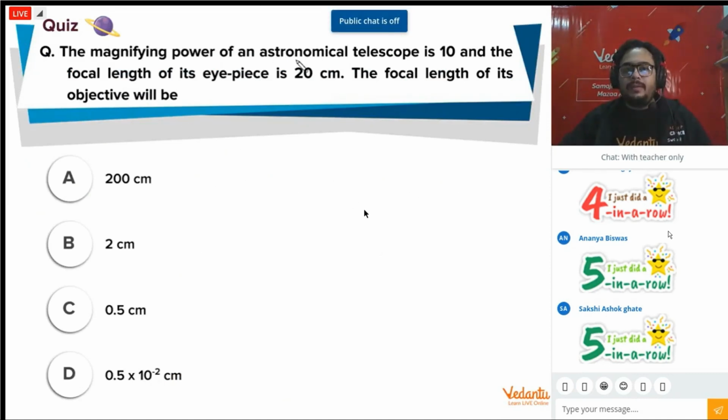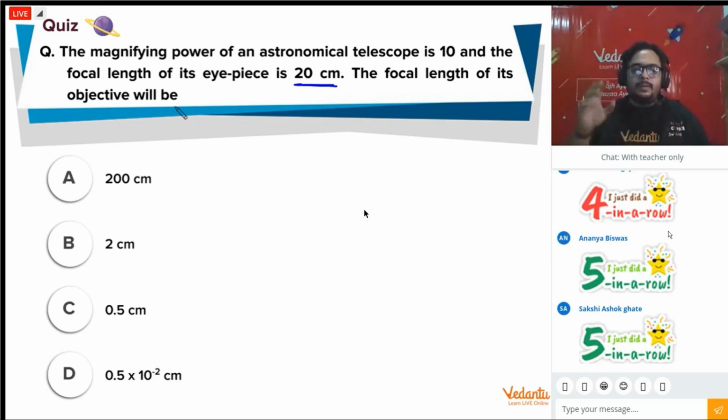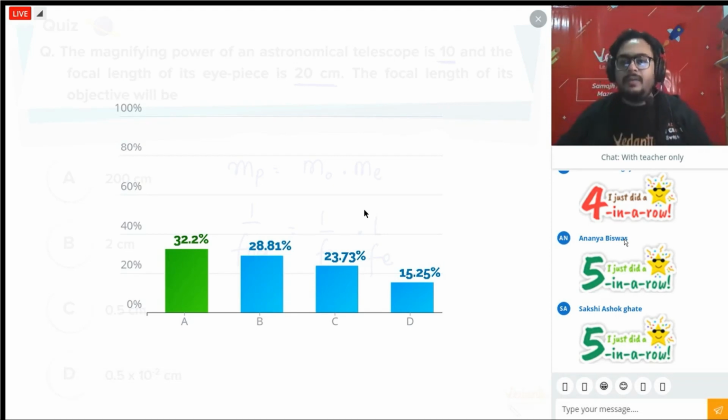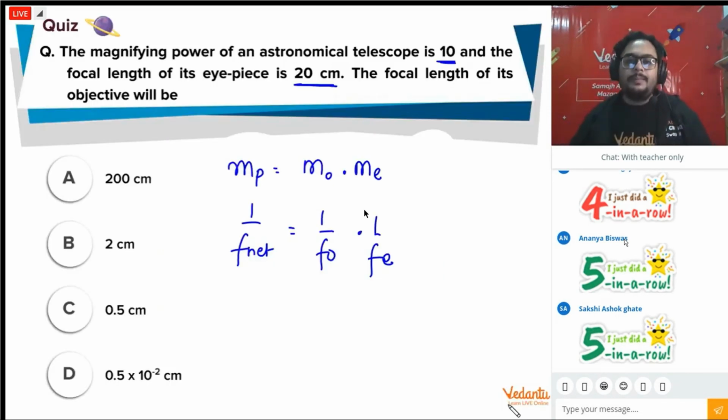The magnifying power of a telescope is 10 and the focal length of eyepiece is 20. Find the focal length of objective. Think about it, everyone. 32% only. I think we did not have enough time. That is why people did it wrong.